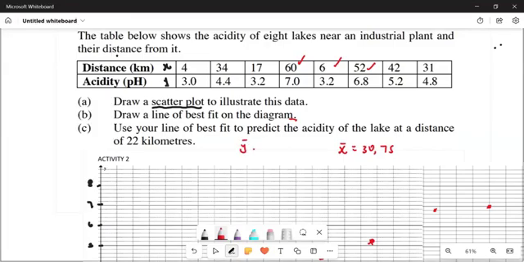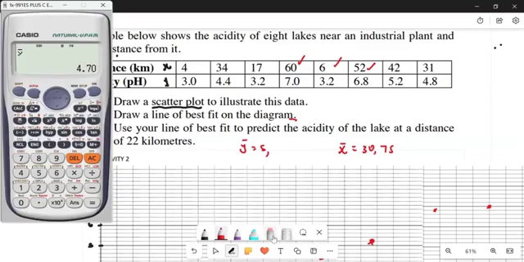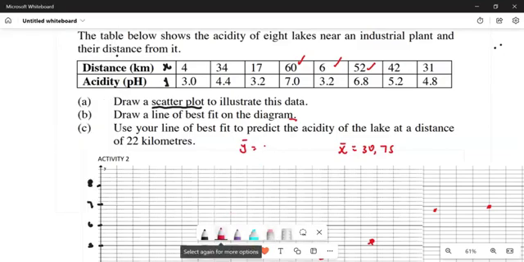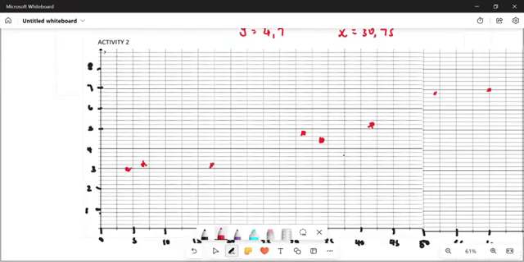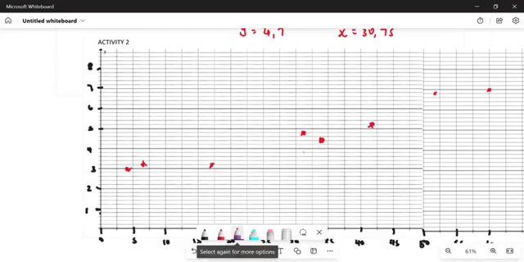And then it says our Y mean is going to be 5,47. Can we know what you get? 4,7. So we have 4,17. Okay, now our data is going to pass through this point here. As we draw our line of best fit, it is going to pass through this point. I'm going to use a different color for this one.